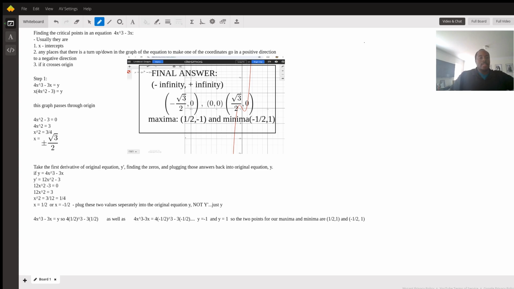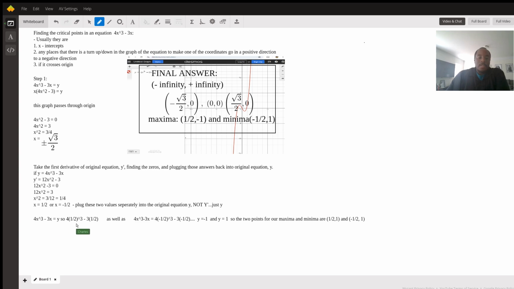Therefore, 12x squared equal to 3. X squared is equal to 3 over 12, equaling 1/4. X is equal to 1/2, or x is equal to negative 1/2 being the possible scenarios. Kind of showing right here, right? So we plug these two values separately into the original equation, y, not y prime, and that original equation is 4x cubed minus 3x.